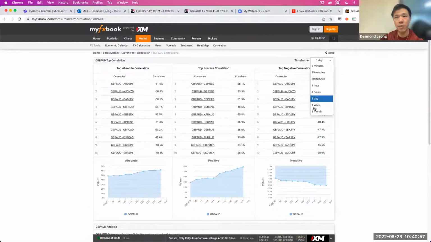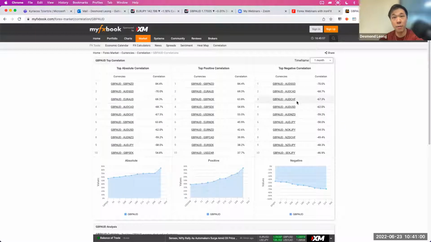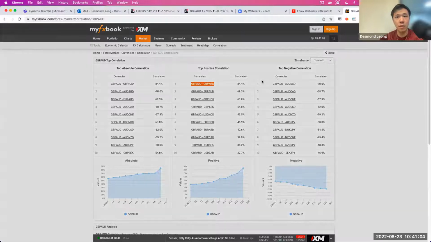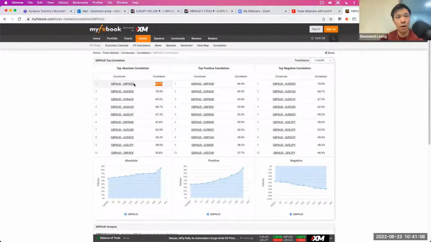And of course, the time frame, you'll probably change it to 1 month, a long enough time frame. And you see, okay, what is the top absolute correlation? There, Pound Aussie has a 84% correlation with Pound Kiwi. Anything that is below 80% is not worth looking at. All right. So all these things below is not worth looking at. Pound Aussie is still okay, Pound Kiwi.